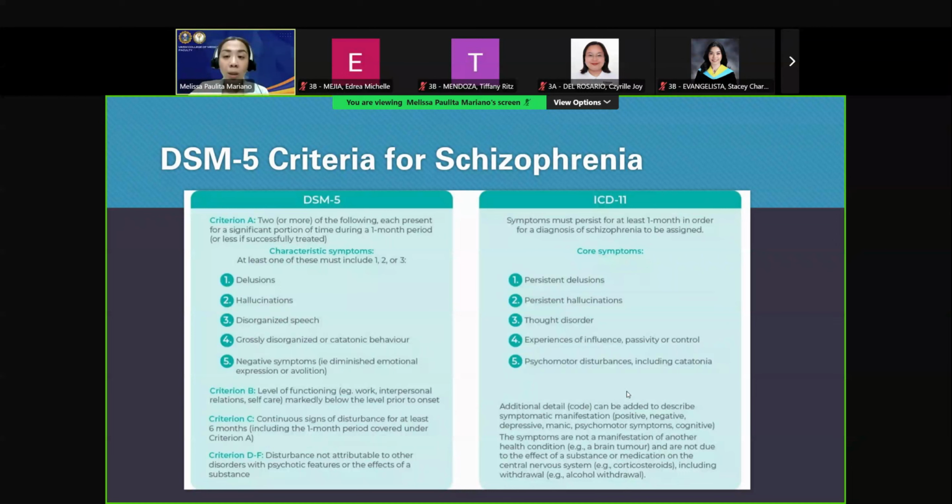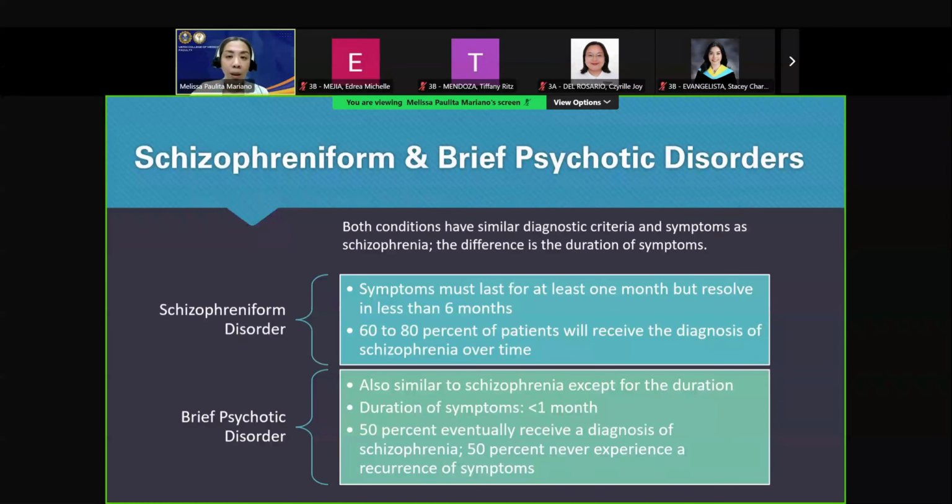We'll see that the core symptoms are very similar to the ICD-11, but we normally will still follow the DSM-5 criteria. What about the other schizophrenia spectrum disorders? We have schizophreniform and brief psychotic disorders. These have similar diagnostic criteria as schizophrenia, but the difference is the duration of symptoms. For schizophrenia, the symptoms must be present for 6 months. For schizophreniform disorder, it's 1 month to 6 months. So if they don't meet the 6-month cutoff for schizophrenia, but they've had symptoms for more than 1 month, then we call it a schizophreniform disorder.